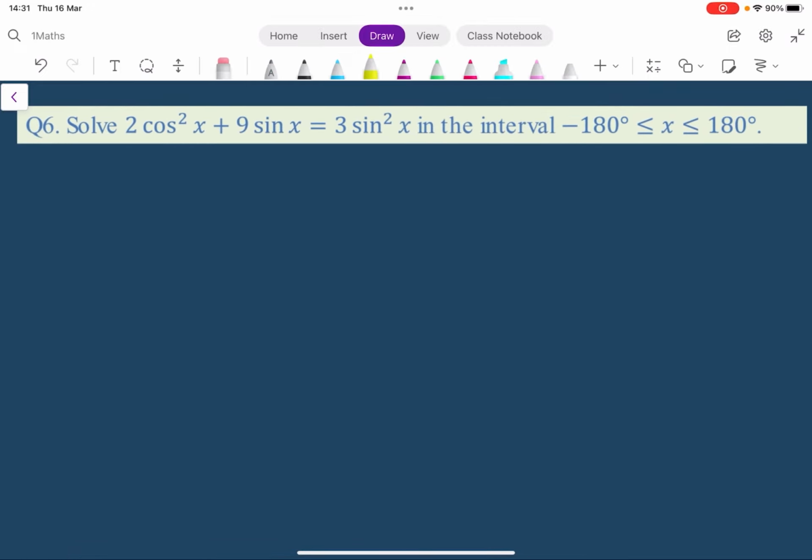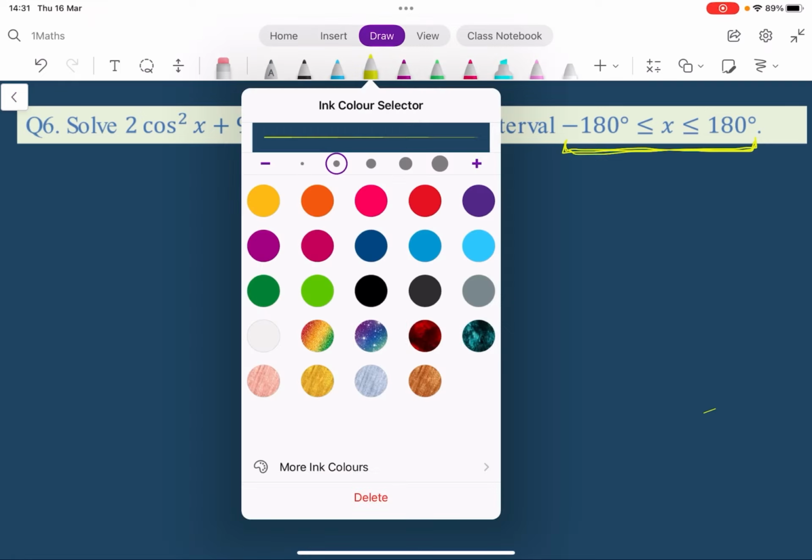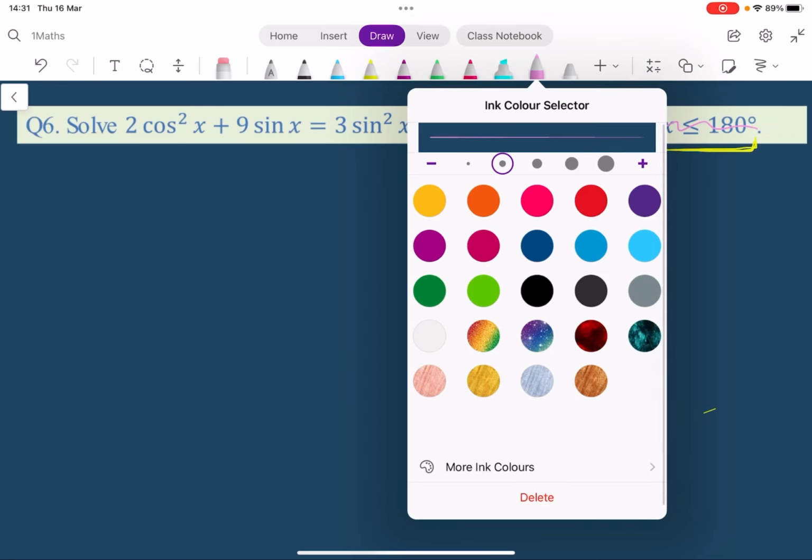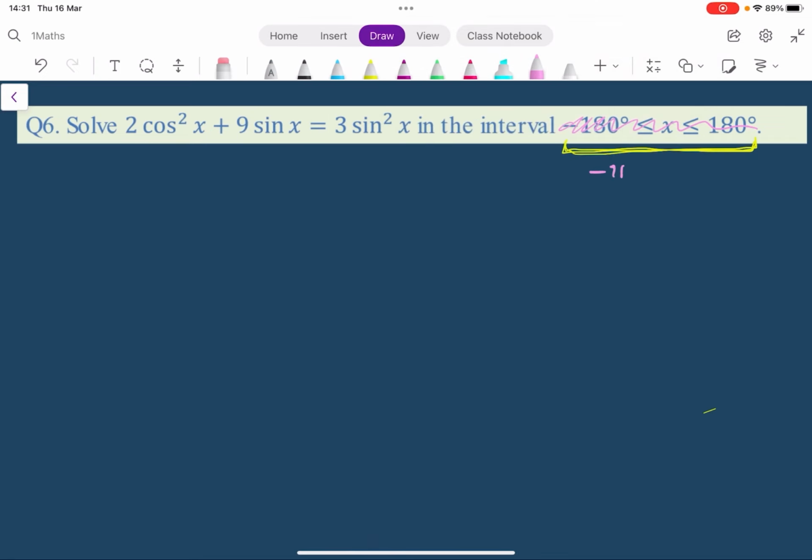2 cos squared x plus 9 sin x equals 3 sin squared x in the interval -180 and 180. I've made this quite easy for you. I've only had one question with radians. Maybe we should change this, just change things up a bit. Let's do between -pi and pi radians.